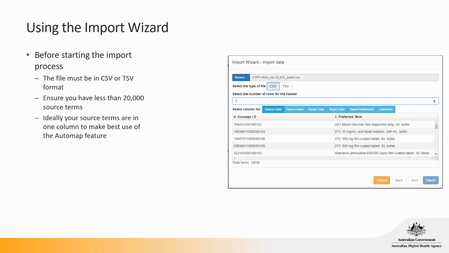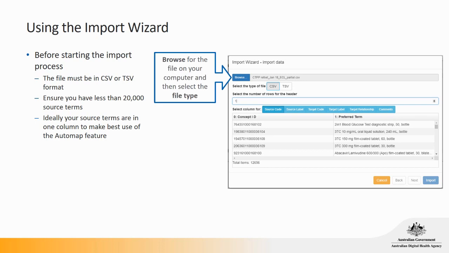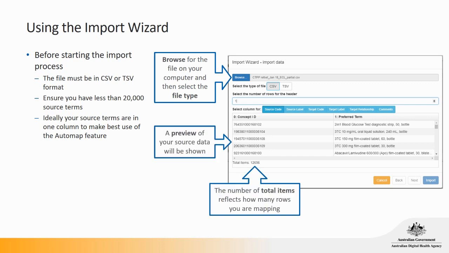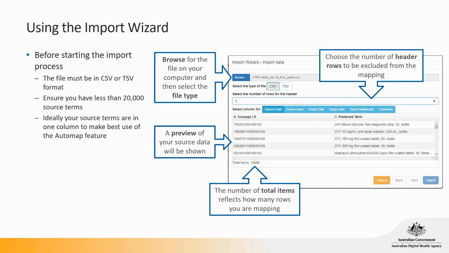So from the Mapping Editor menu, I selected Import Codes, and obviously the first step would be to browse for the file saved on your computer, and then select the file type. A preview of your source data will be shown here, and the total number of items, which reflects how many rows you'll be mapping. If your file had column headings, you can select the number of rows to exclude these from the map itself.